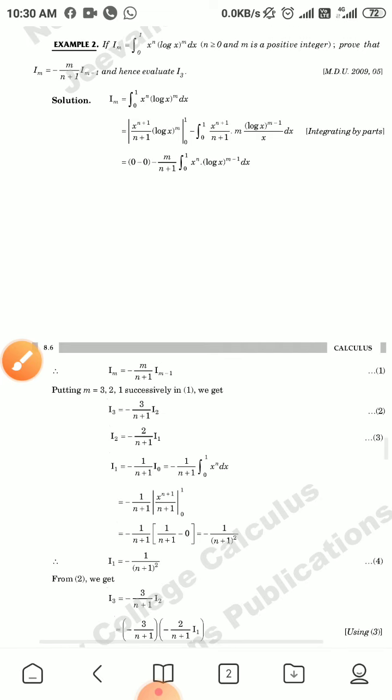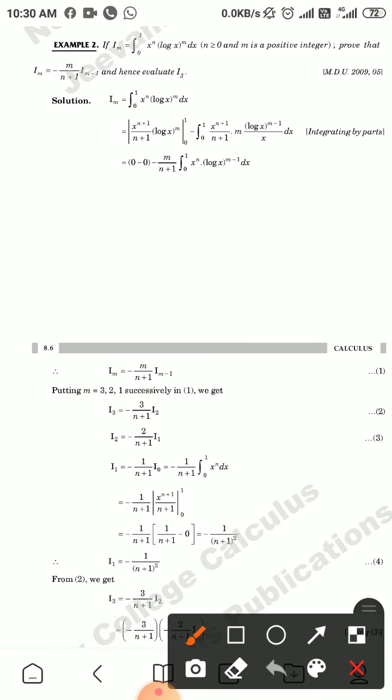Now the next example is example second. If Im is equal to integral 0 to 1 x raised to power n log x raised to power m dx, and n is greater than or equal to 0 and m is a positive integer, prove that Im is equal to minus m by n plus 1 Im minus 1, and hence evaluate I3.